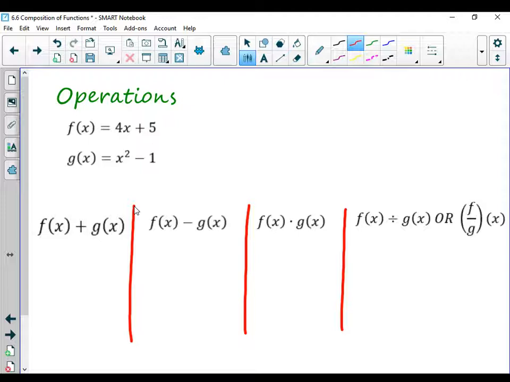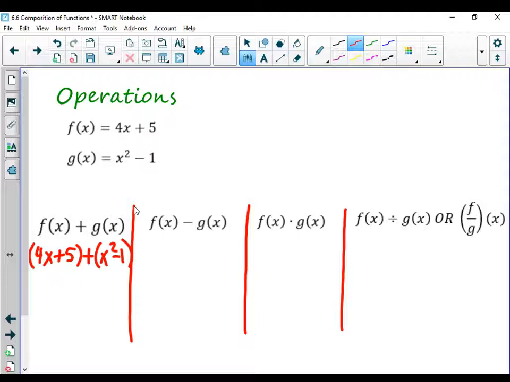So in algebra 1, it looked like this. That's what it looked like in algebra 1. They just said, hey, add these two together. And you did. So the only thing different between what you learned in algebra 1 and what you're going to learn is that they have a new notation. Okay, f of x, g of x, all that stuff.